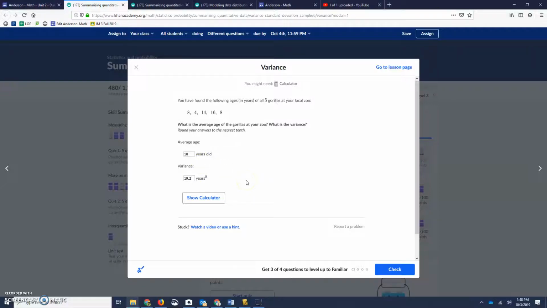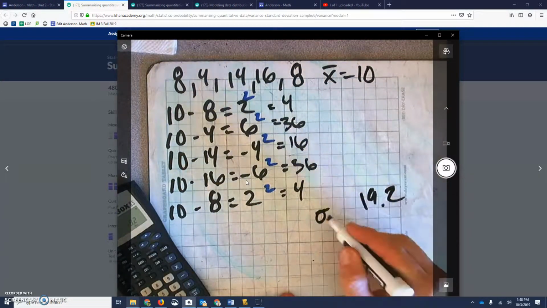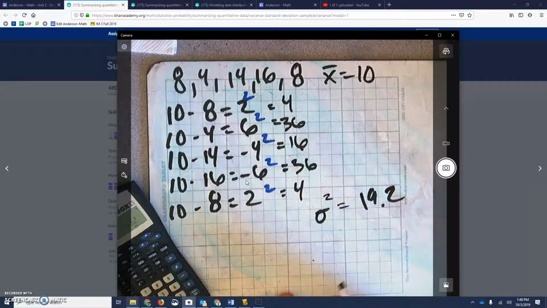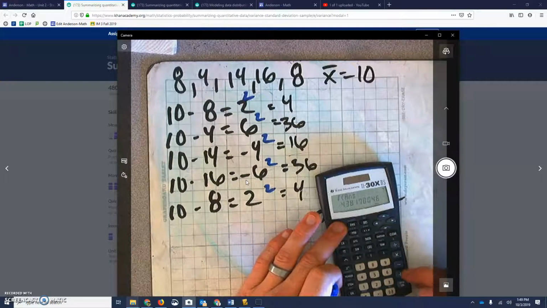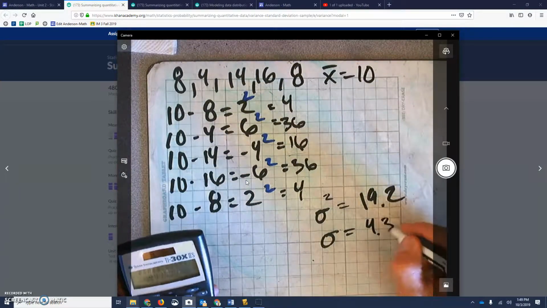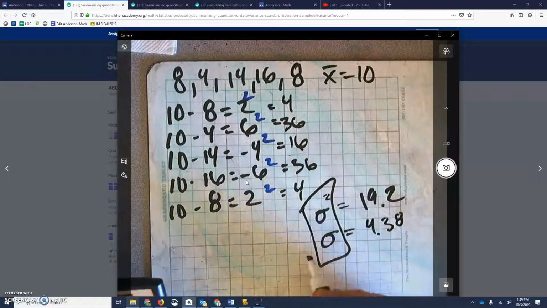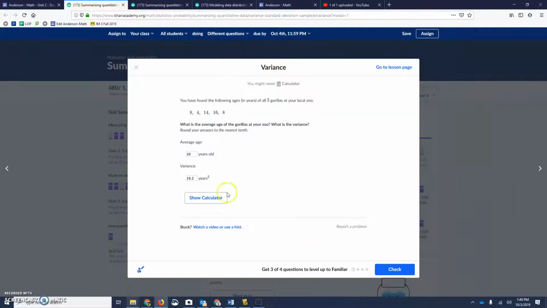Before I check, 19.2 is our answer. The notation for variance, I forget what it's called. I'll look. Sigma, actually, it's sigma. So sigma squared is 19.2, and then regular sigma stands for standard deviation. So if we wanted to find standard deviation, we would take the square root of this number, and we would get 4.38, okay? So if you see these things on a test or anywhere, this stands for variance and standard deviation. All right, now let's go back and check. Waiting, and we're right, excellent.